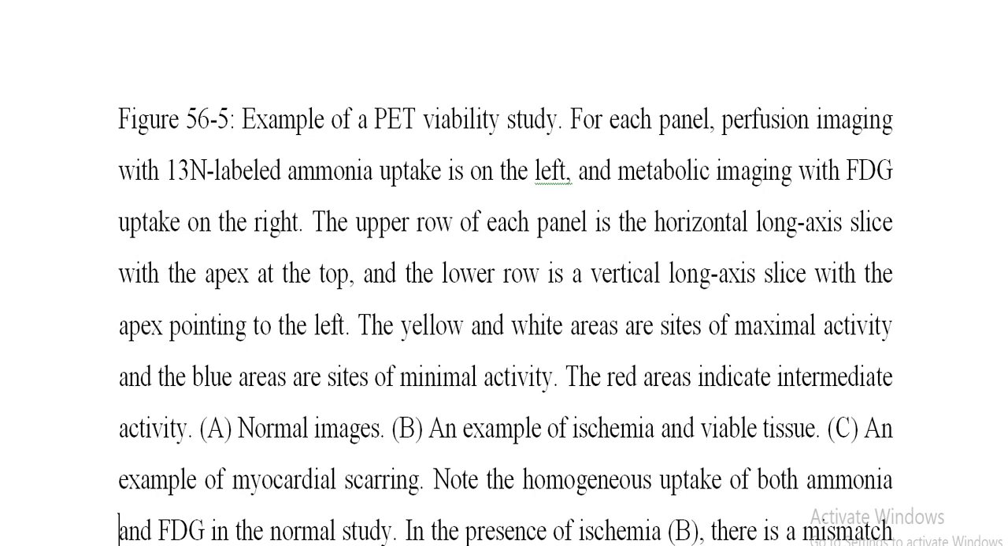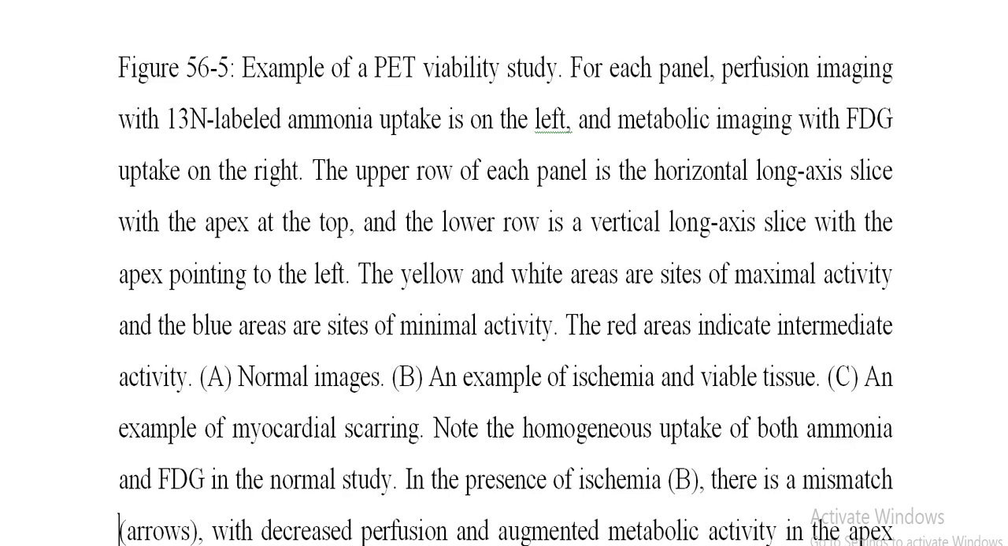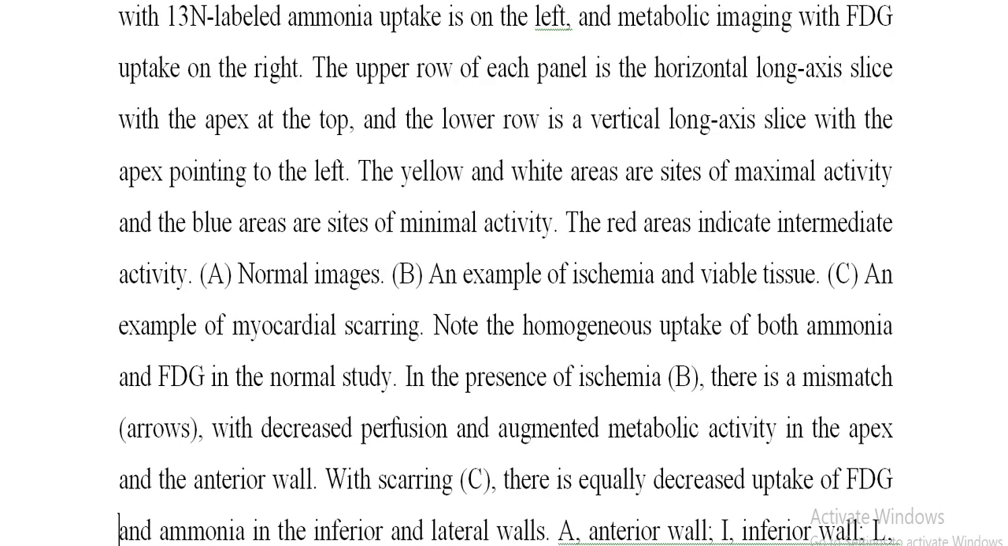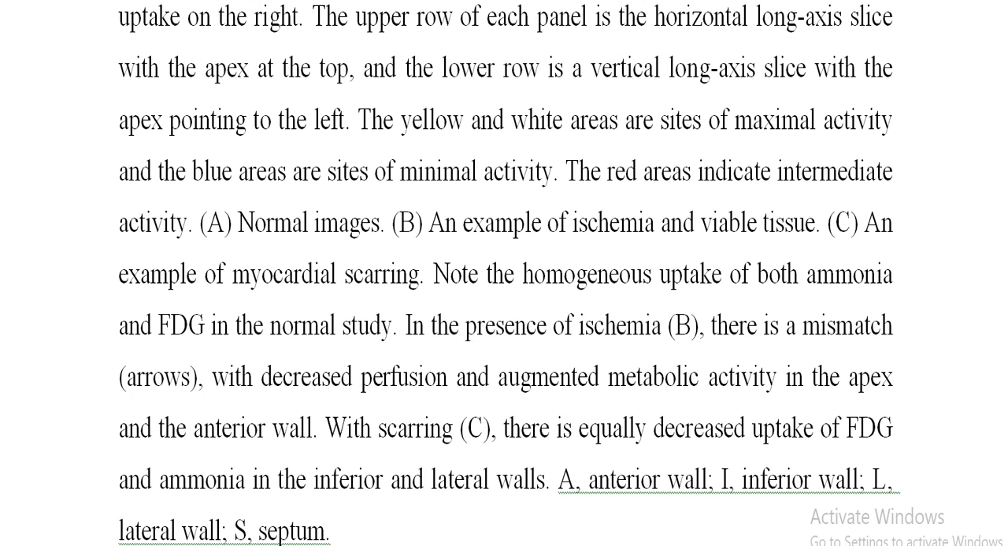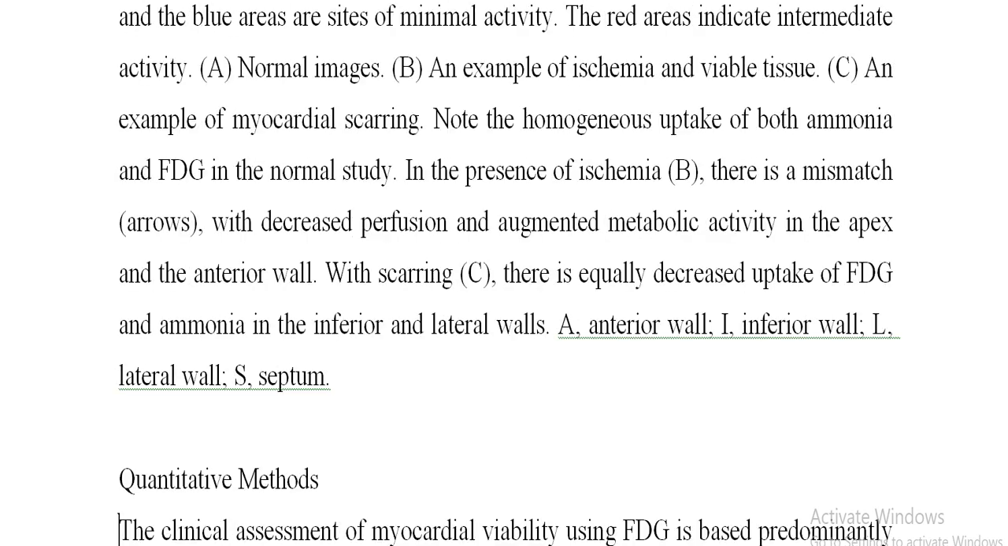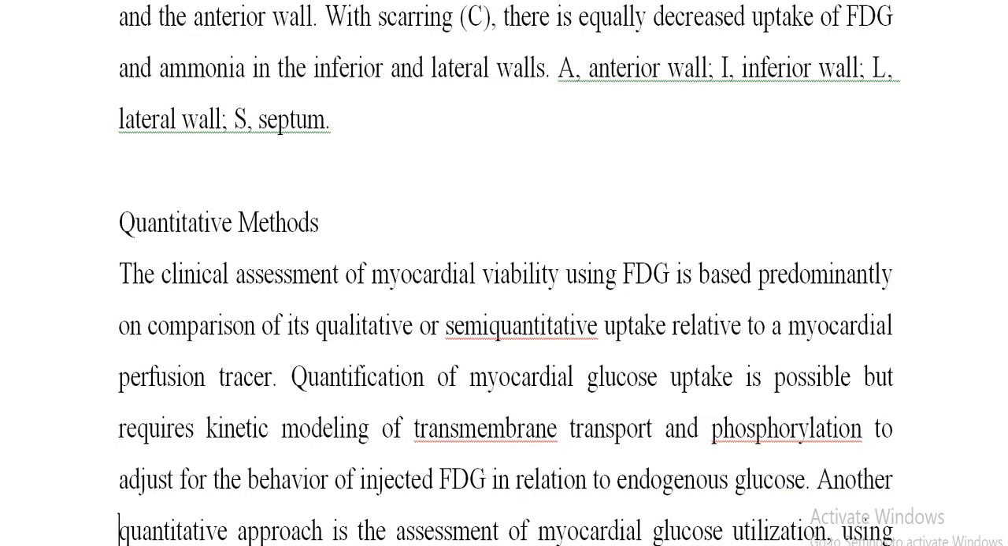A. Normal images. B. An example of ischemia and viable tissue. C. An example of myocardial scarring. Note the homogeneous uptake of both ammonia and FDG in the normal study. In the presence of ischemia, B, there is a mismatch, arrows, with decreased perfusion and augmented metabolic activity in the apex and the anterior wall. With scarring, C, there is equally decreased uptake of FDG and ammonia in the inferior and lateral walls. A, anterior wall. I, inferior wall. L, lateral wall. S, septum.